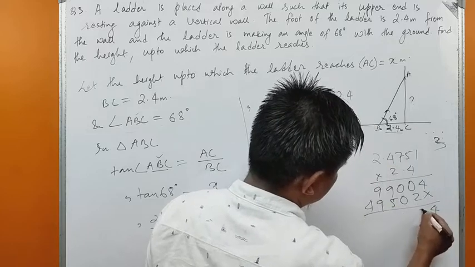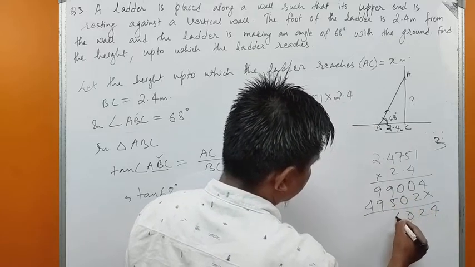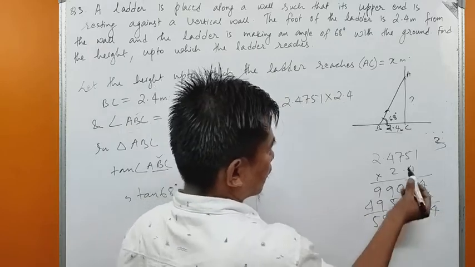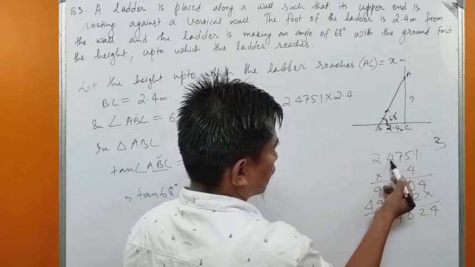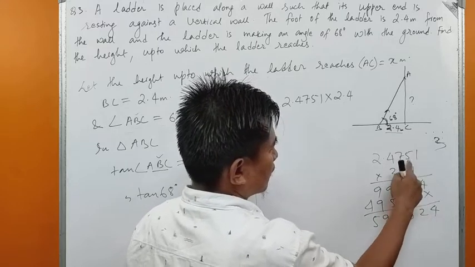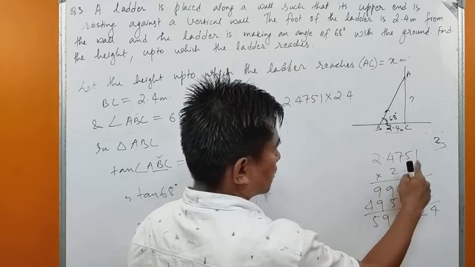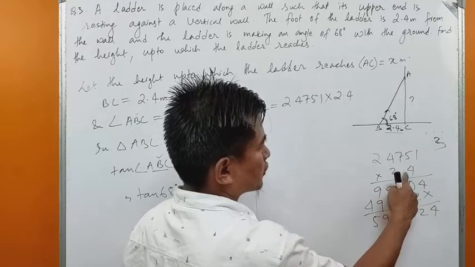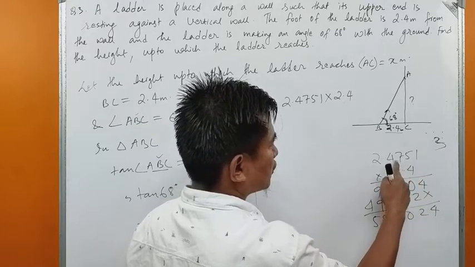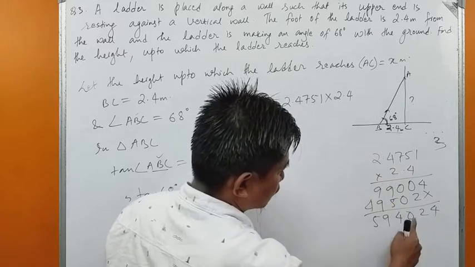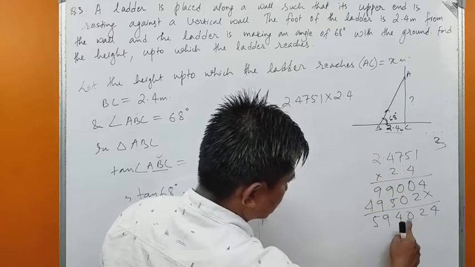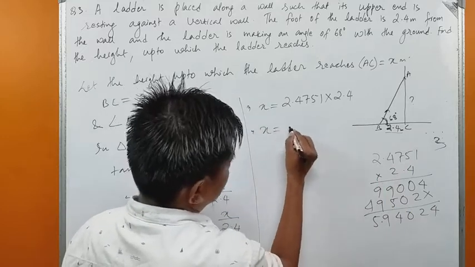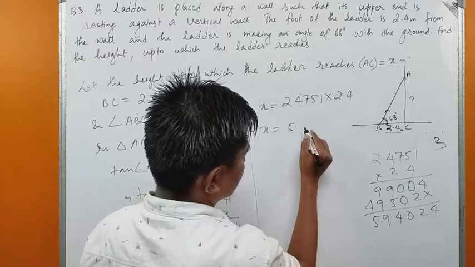So this is 4, this is 2, this is 0, 9 plus 5 is 14, 4, 9 and 9 is 18, 19, 1, 4 1 5. Before the 5 digits, you can see a decimal point is before 4 digits in one number, and a decimal point is before 1 digit in the other. So altogether 5 digits. So we need to put the decimal point here, so x equals 5.94024.